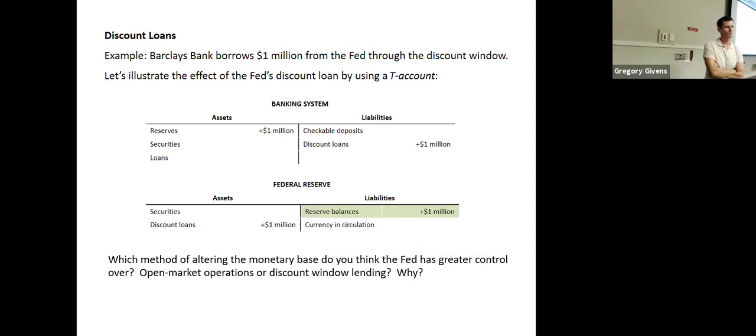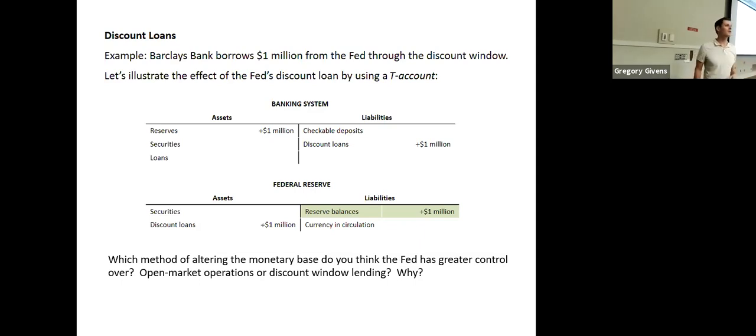I would say they have more control over open market operations because discount lending is dependent on the banks needing discount loans. I agree with, what's your name? Derek. I agree with Derek. So I think open market operations are going to give the Fed greater control over the monetary base. Why is that? Because the Fed is the one that's initiating open market operations. The Fed will come out today and say, we want to buy $1 million worth of treasuries. One of these primary government securities dealers is compelled to engage with the Fed. So the Fed can increase bank reserves by exactly $1 million by conducting an open market operation.